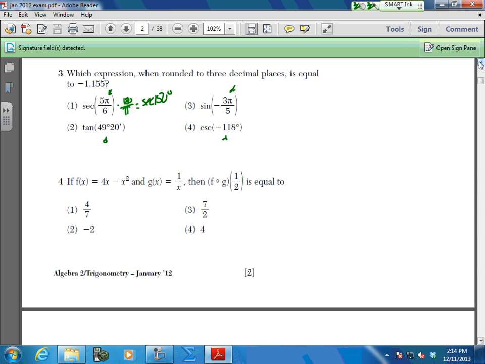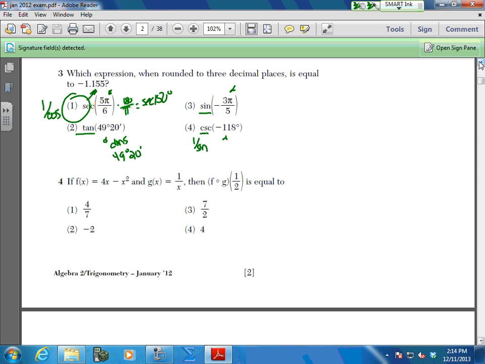And this one too, you got to go into DMS to find your degrees. You're going to have to put your 49 in, go to DMS, get the degree sign, 20, put the minute sign. Now, your secant is 1 over your cosine. Your tangent is good, your sine is good, and your cosecant is 1 over your sine. So as you can see, as soon as you put the first one in, this is the one that actually comes out to be that answer.